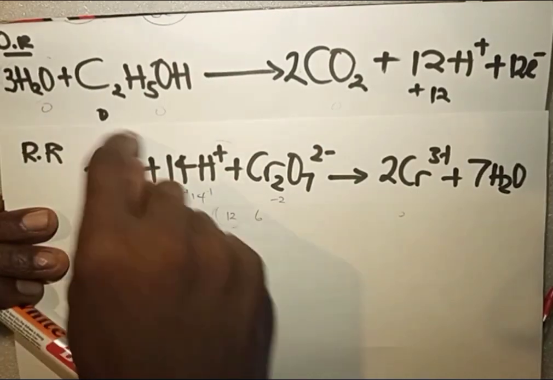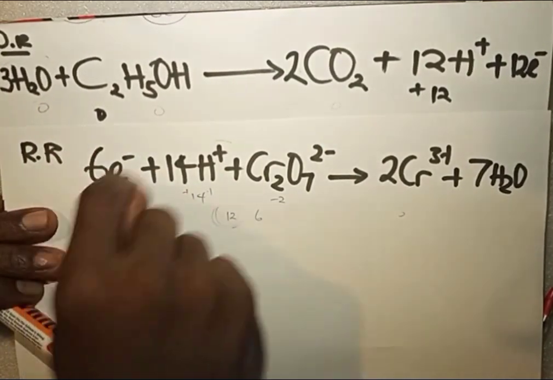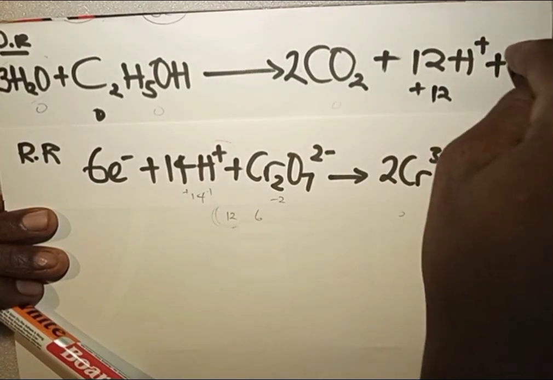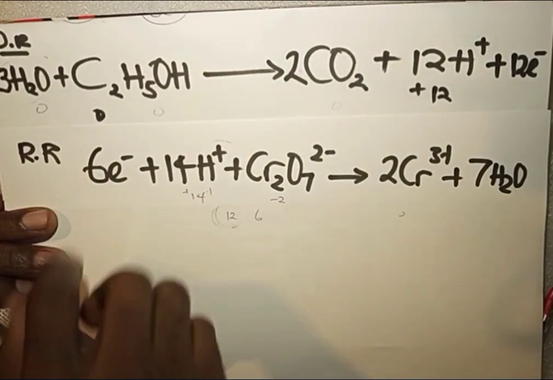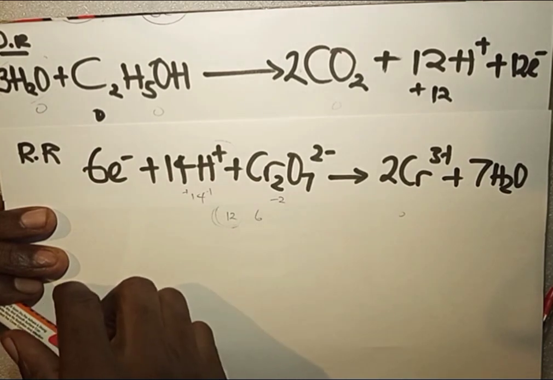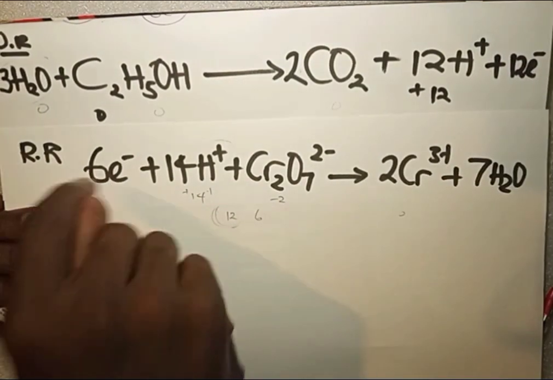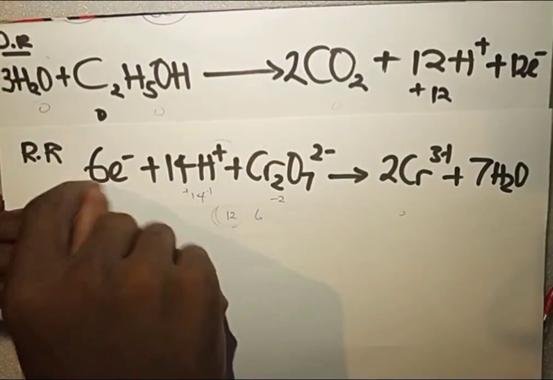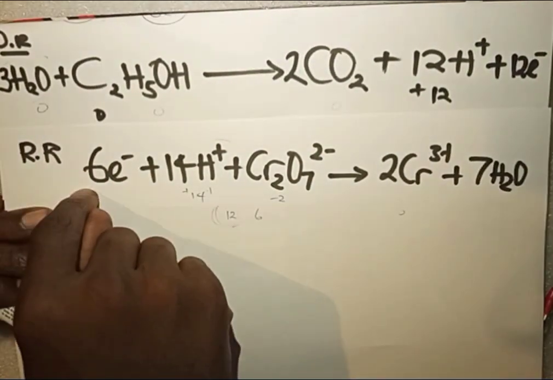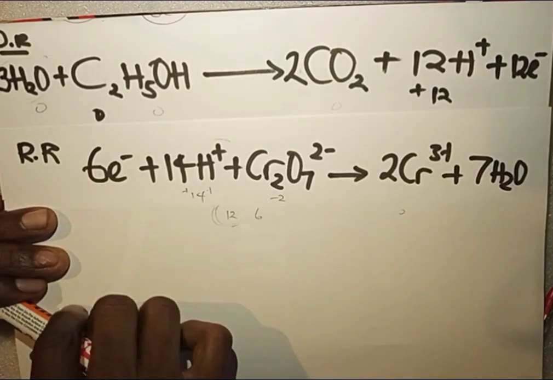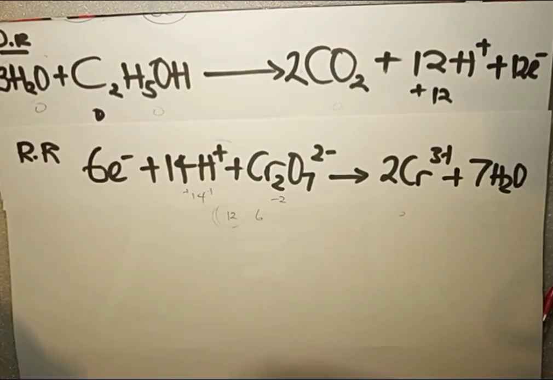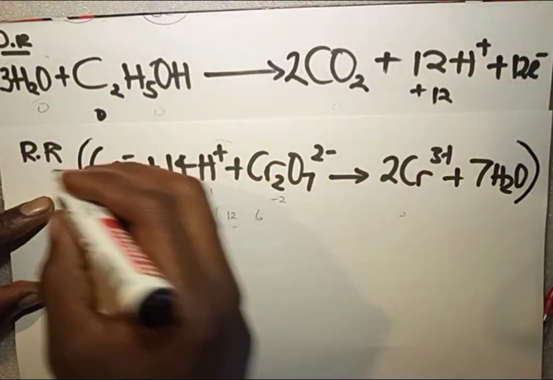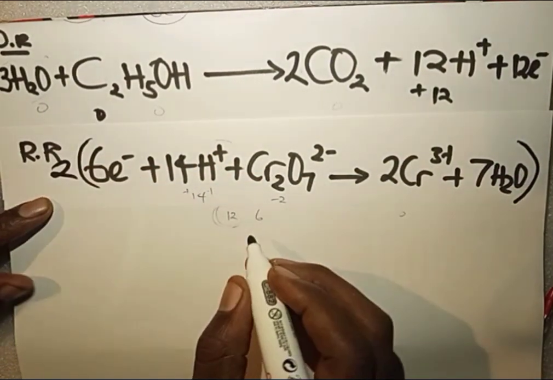Here we have 6 electrons gained. Here we have 12 electrons lost. So we need to balance this 12 and this 6. What are we going to do? What are we going to do to have 12 here? Since the biggest number is 12 electrons lost, meaning here we also need to have 12 electrons gained. What are we going to do? We are going to multiply this whole thing by 2.